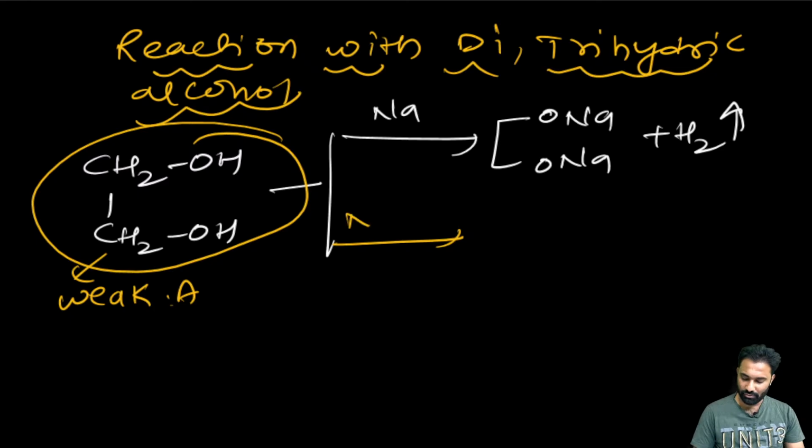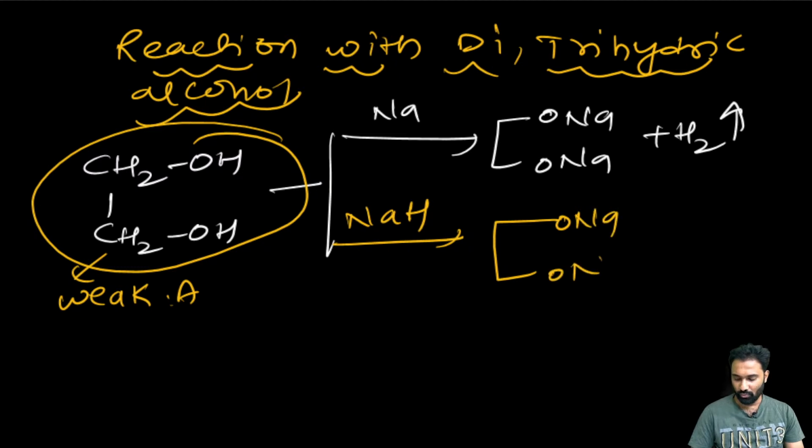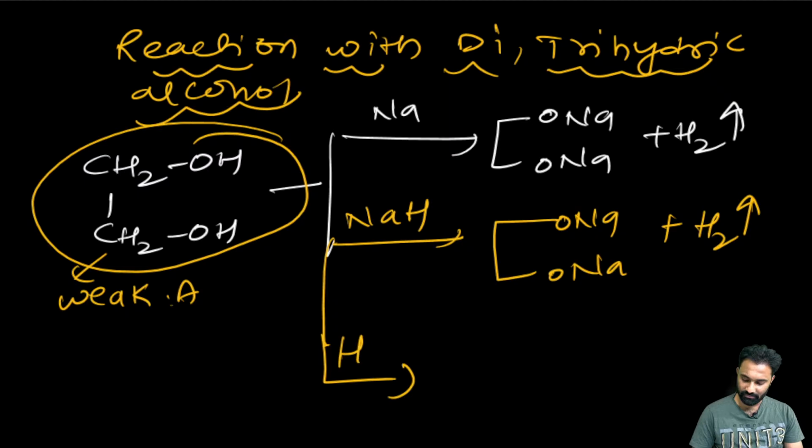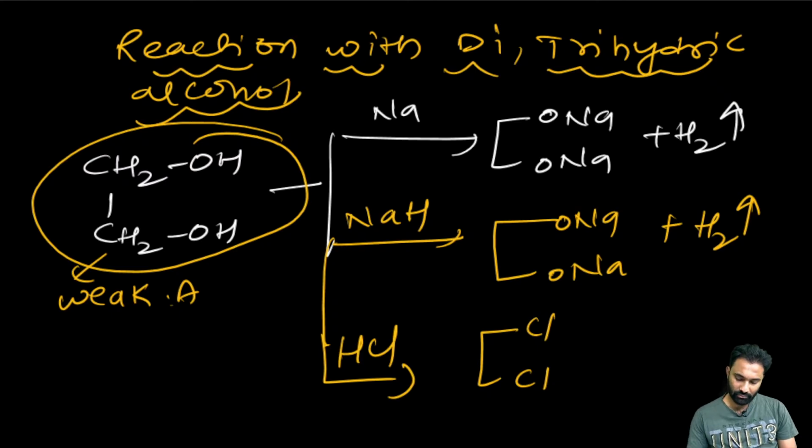Next, if sodium amide is given, it will react the same way, giving the sodium alkoxide plus H2 gas, right? Next, if excess HCl is given, both OH groups become chlorine. Done. This is one reaction of ethylene glycol.